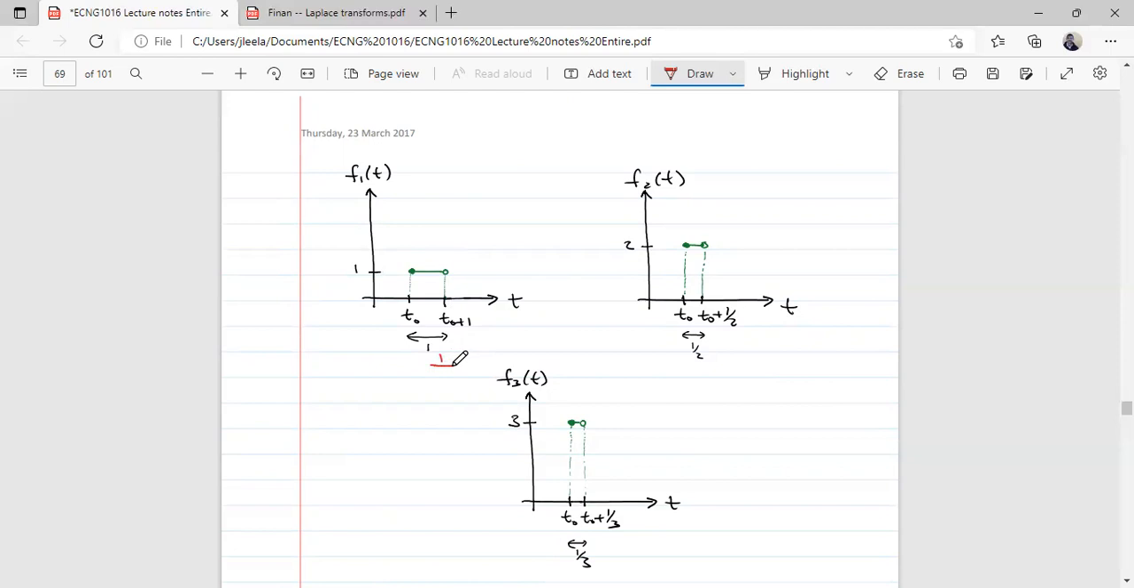So 1 over n, and this here is n. 1 over 1, right, is 1. So n is 1. And look at the second one here. This is a half. The width is a half. So the time between t naught and t naught plus a half, right, is a half. And then the height here is 2, because 1 over n, 1 over 2, and n is 2. So you see 2 by a half is 1, right? 1 by 1 is 1.